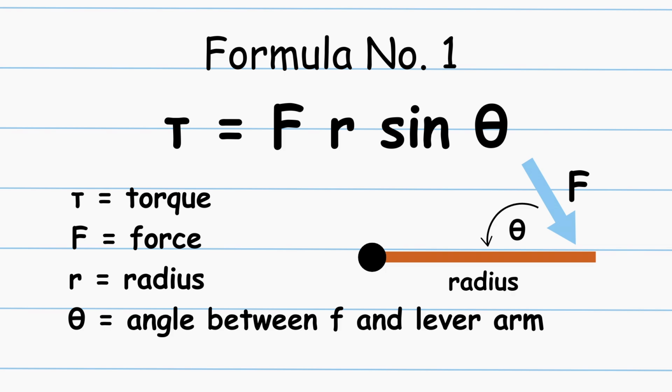Well, F is the force itself that's applied on the lever arm. Theta is the angle between F and the lever arm. And r is simply the distance between where the force is applied and the turning point of the lever arm.